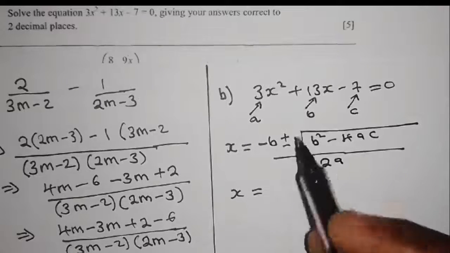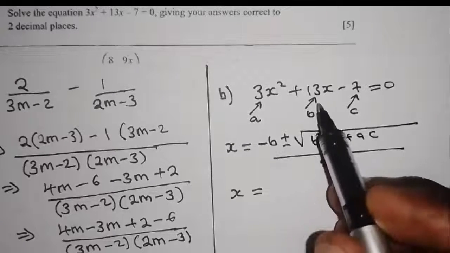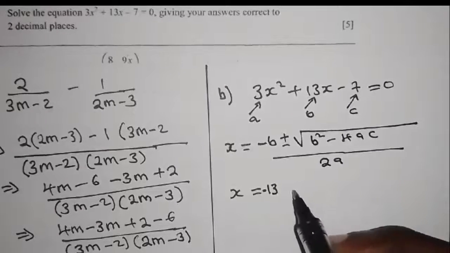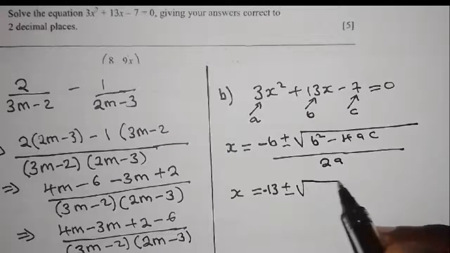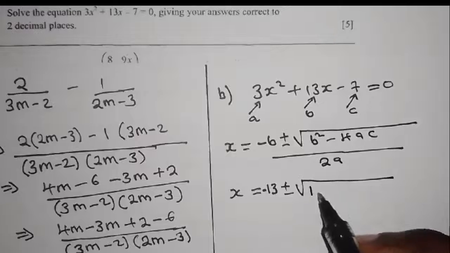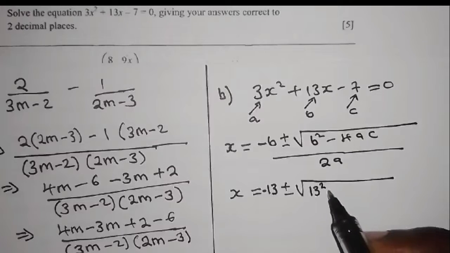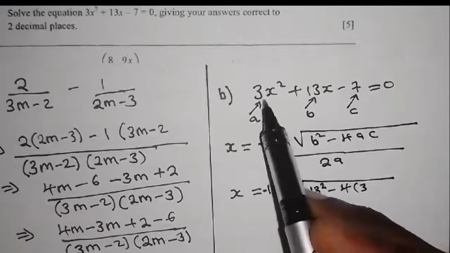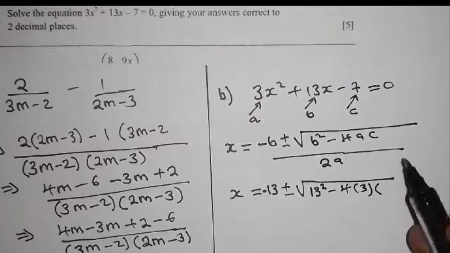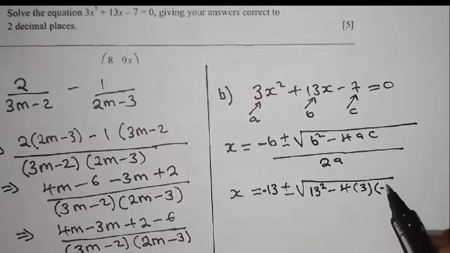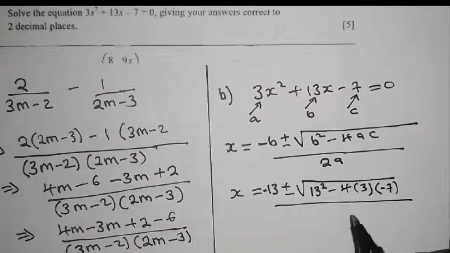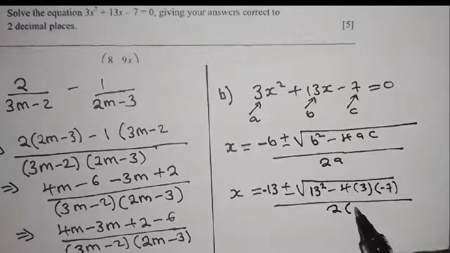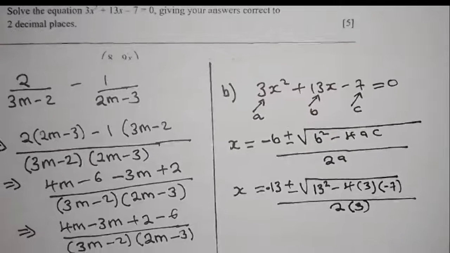Now it's just a matter of replacing. Negative b with the 13 there, so this will be negative 13 plus or minus the square root of our b, 13 squared, minus 4, open bracket, your a is 3, then your c is negative 7. Then at the bottom you have your a, which is 3, so this will be multiplied by 3.